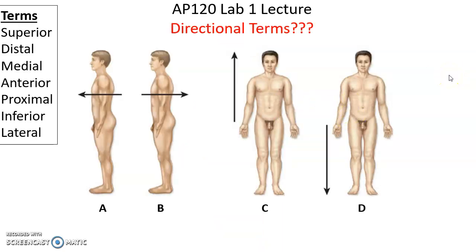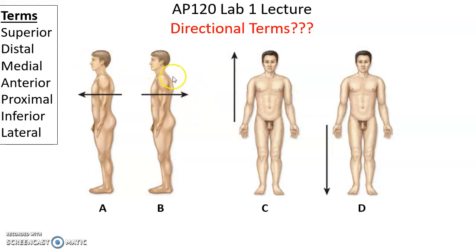Directional terms. Directional terms are used to help us either talk about the surfaces of a structure or to refer to the position of two or more structures to each other. So for instance, A and B here are representing anterior and posterior. Anterior is toward the front of the person or structure. So anterior, closer to the chest, the stomach, the knee. Those are all anterior structures on the anterior surface. And then posterior is toward the back and the buttocks. So for instance, the nose is anterior to the back of the head.